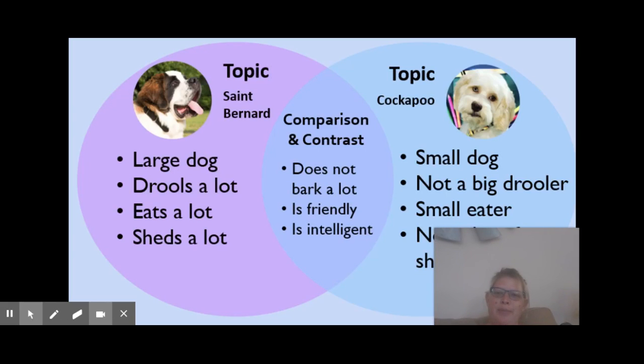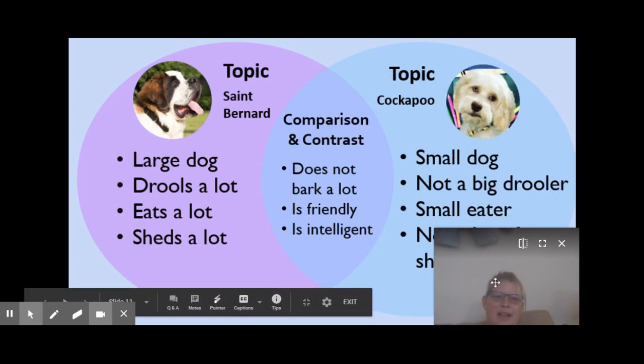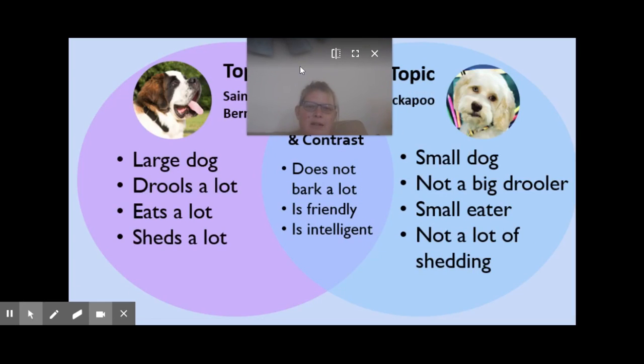I can tell you that a St. Bernard is a big dog, which I'm sure you could see in the picture. He also drools a lot, eats a lot, and sheds a lot. Do you know what it means when a dog sheds? That means their fur falls out all over the place. And the Cockapoo is a small dog. You could tell by that picture that he was smaller than the St. Bernard. He's not a big drooler, he doesn't eat as much, and he doesn't shed.